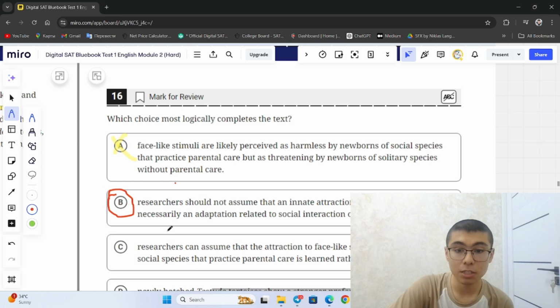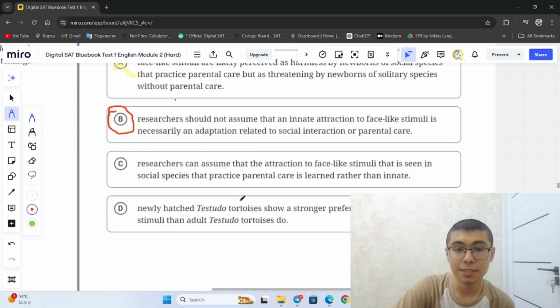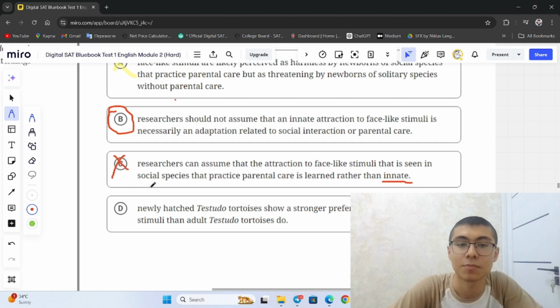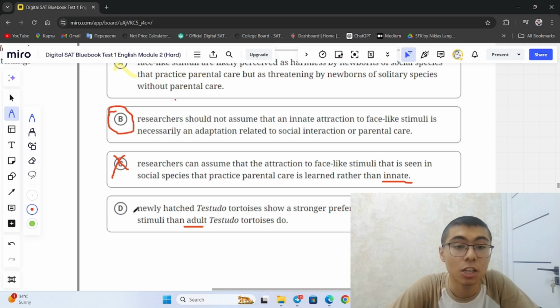Researchers can assume that attraction to face-like stimuli seen in social species that practice parental care is learned rather than innate. No, it's innate. C is saying that it's not innate, rather, it's learned. No, it's not like that. It's innate. Newly hatched show a stronger preference for face-like than adult ones. We're not comparing adult ones and newly hatched ones. So D is wrong.